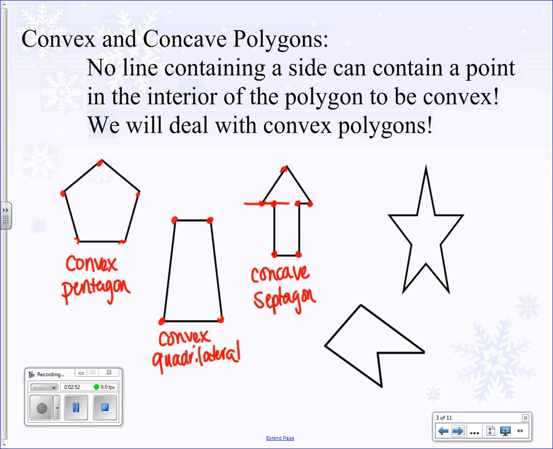We already know that the star is a decagon, and as we extend any of the sides, we can see that it goes through the polygon, making that concave as well. Finally, we have a concave 1, 2, 3, 4, 5 pentagon.